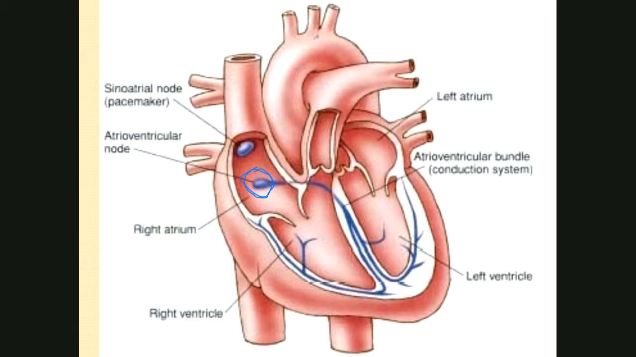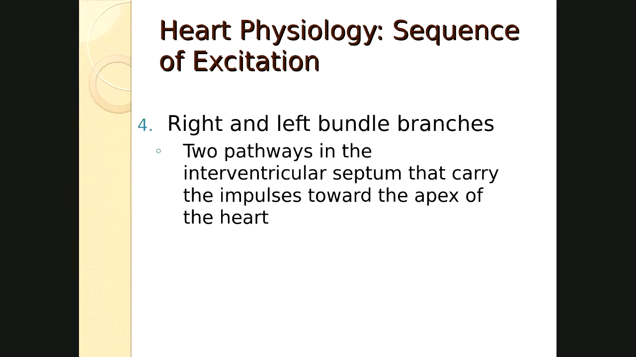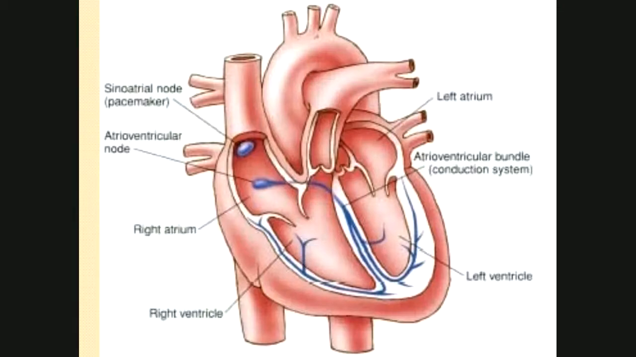And then from the AV node, look, it's connected to this like super highway. And so we go from the AV node to the AV bundle, which used to be called the bundle of His. His is a guy's name. So here is the AV bundle right here. And look, it crosses from the atria to the ventricles.